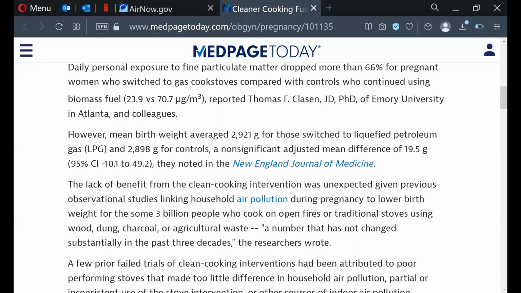So here they're talking about observations that linked household air pollution during pregnancy to lower birth rate for some 3 billion people who cook on open fires or traditional stoves using wood, dung, charcoal, or agricultural wastes.